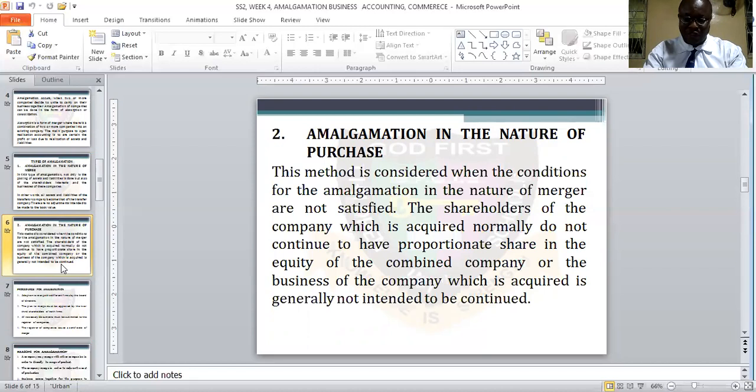Then the shareholders of the company which is acquired normally do not continue to have a proportionate share in the equity of the combined company. It simply means the shareholders will not be entitled to any equity or capital from this company. Also, the business of the company which is acquired is generally not intended to be continued.